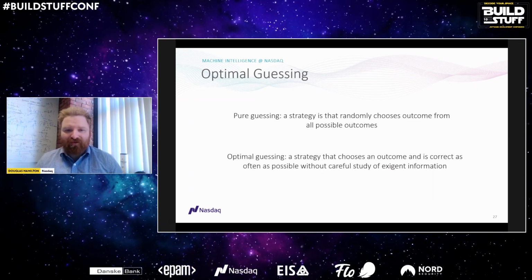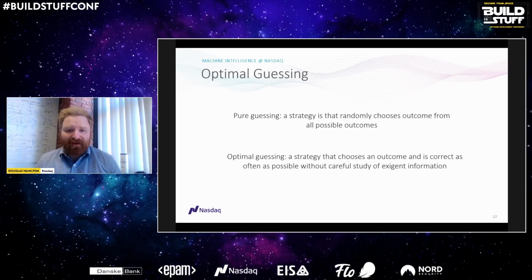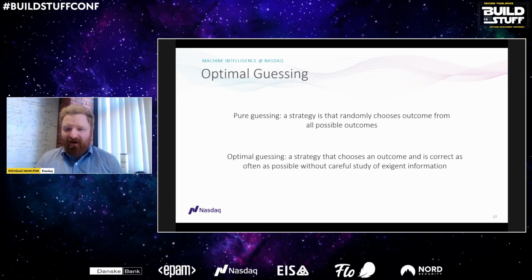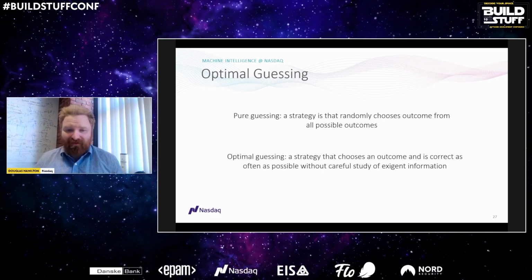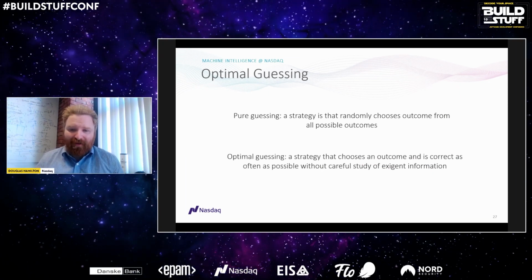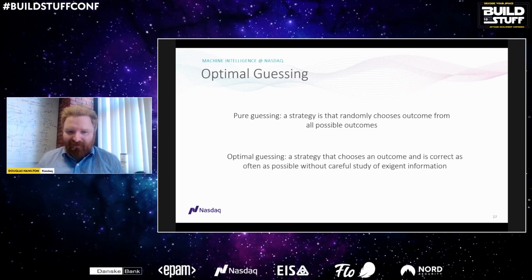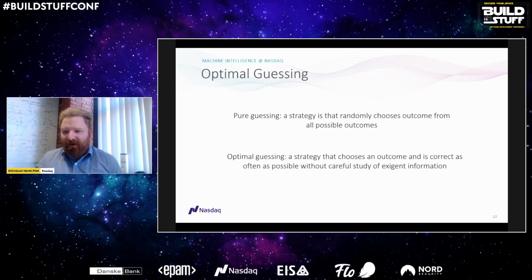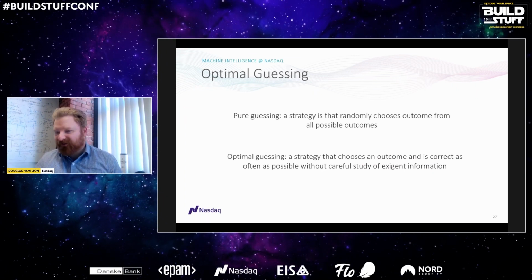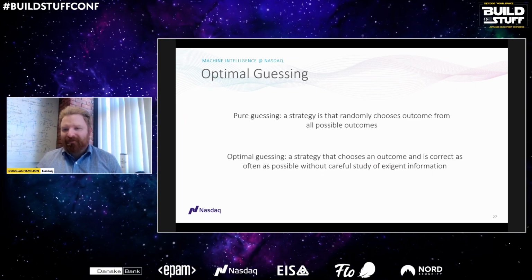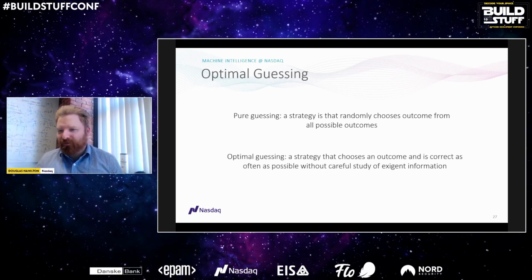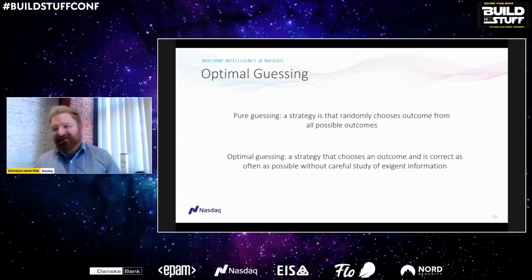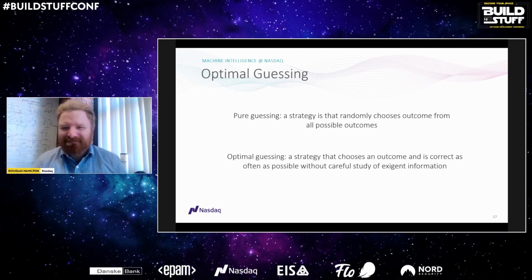So let's introduce 2 strategies, a pure guessing strategy and an optimal guessing strategy. A pure guessing strategy is one that randomly chooses outcomes from all possible outcomes. An optimal guessing strategy is a strategy that chooses an outcome and is as correct as possible without careful study or exigent information. Think about it this way. If you show up to a multiple choice test and you just pick bubbles at random, that's pure guessing. If you show up to a multiple choice test and you always pick C, well, maybe that's optimal guessing, if C is more right than random.